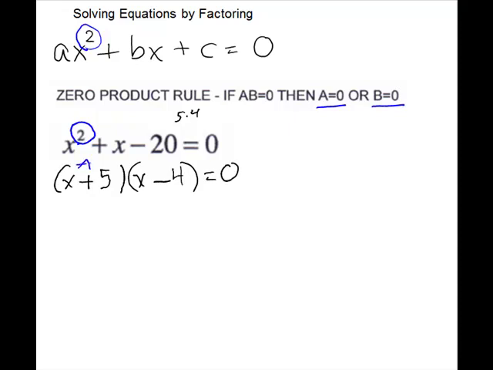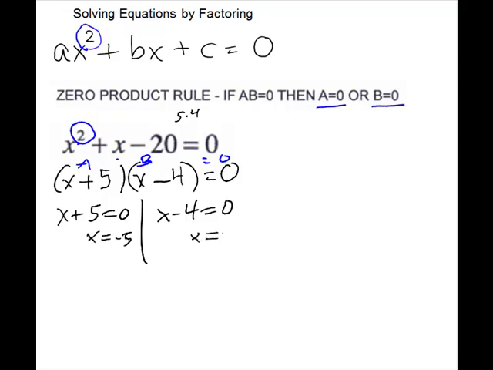Here's your a, here's your b, here's your 0. So break it apart. Either x plus 5 equals 0 or x minus 4 equals 0. On the first one, we will subtract the 5, so x equals negative 5. The next one, we will add the 4, so x equals 4. So 2 solutions, negative 5 and 4.